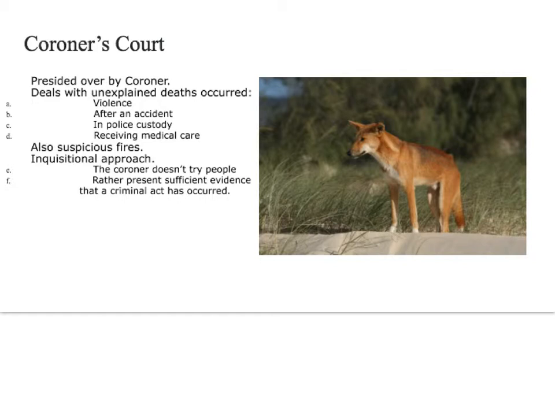Now, the proceedings are more inquisitorial than they are normal court proceedings, meaning that the judge is the one gathering the evidence, and the normal rules of evidence and procedure are not followed because of this. If there is evidence of a person committing a serious offence, an indictment will be issued and the person will be tried by a judge and jury in the usual way.